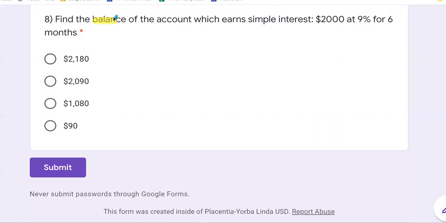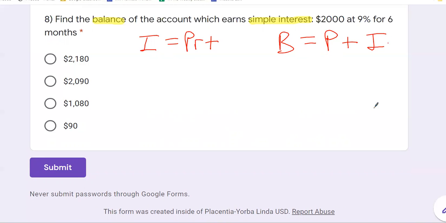Okay, last question is find the balance of the account, which earns simple interest. Before we even look at the numbers, these two words have formulas that go with them, right? So I'm going to start with the simple interest formula. That's I is equal to PRT. And then balance is equal to the principal plus the amount of interest.